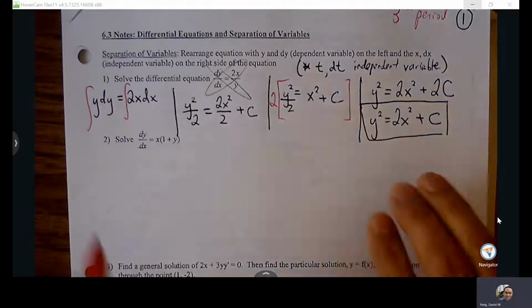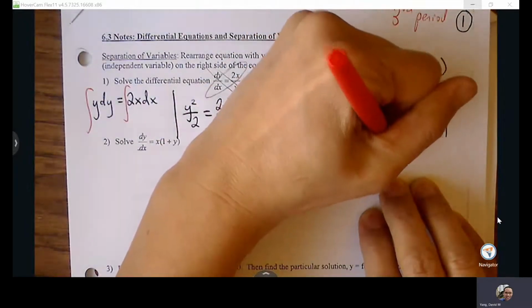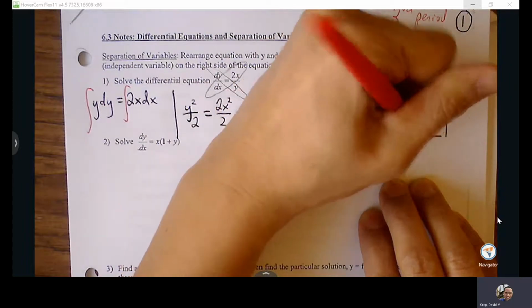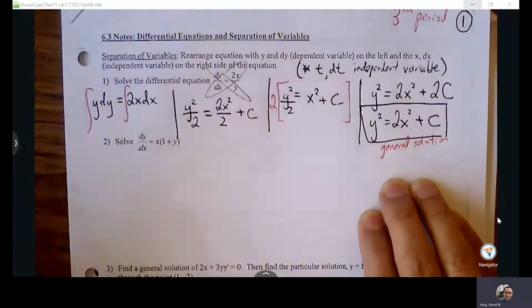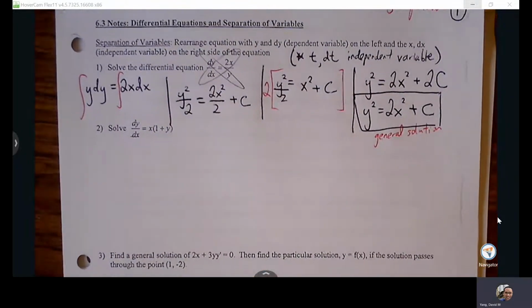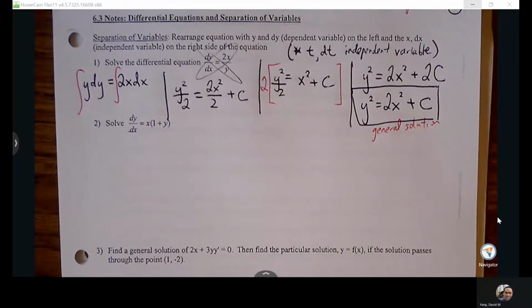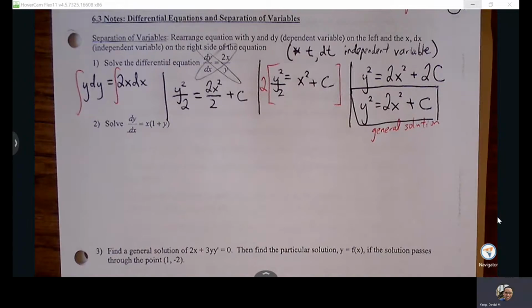Okay, so this is what we call a general solution because we don't have any information to replace c with. Okay, any questions so far? All right, number 2.